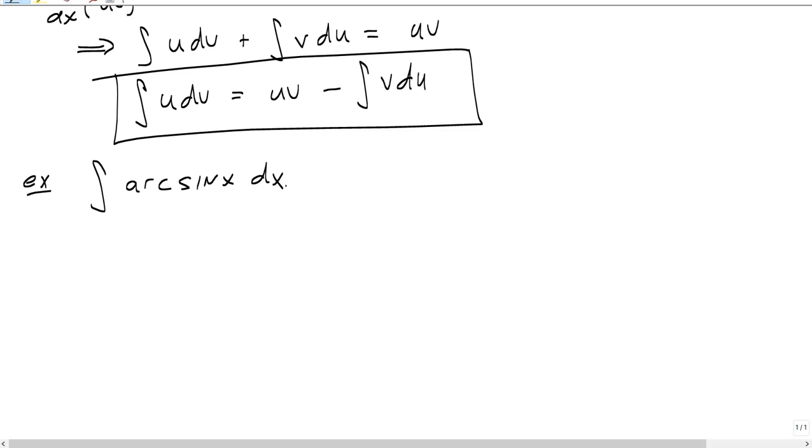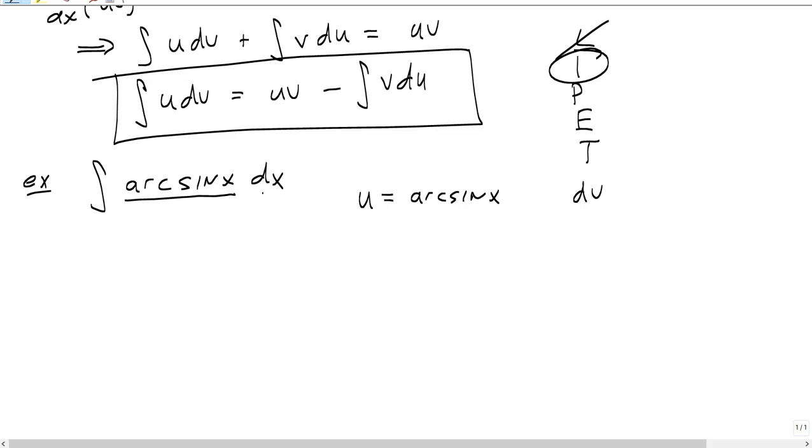We want u to be something. We think about the LIPET formula. We don't have a logarithm, but we do have an inverse trig function. So u is going to be the arc sine of x, something that's horrible, whose derivative is way nicer. dv is going to be, well, here's your u. dv can only just be the dx. That's sort of a weird thing just like that.